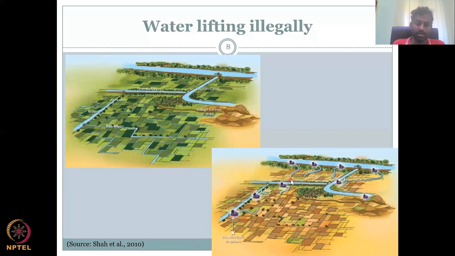So please understand that illegal issues are there. And this is a classic case study from Gujarat. Please go to this paper if you want more information. And these have to be avoided. And this can be avoided by having community participation.